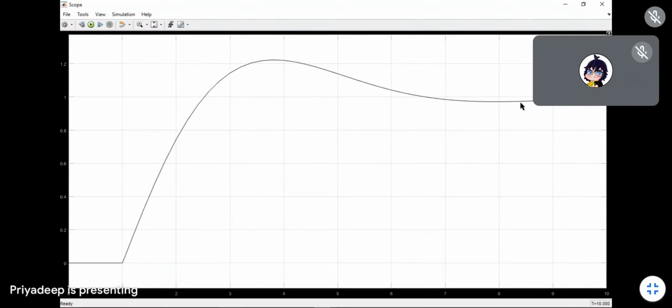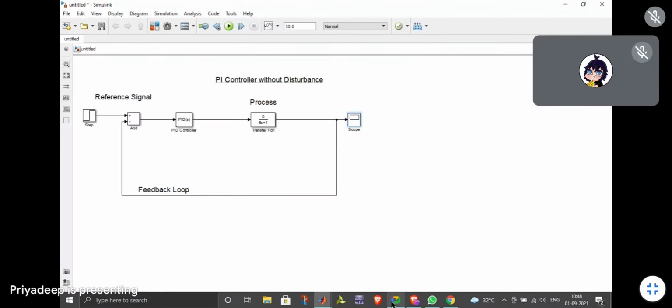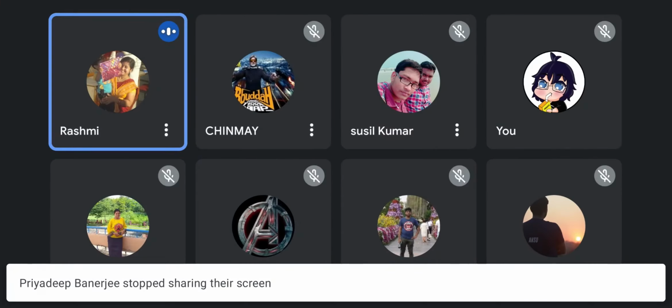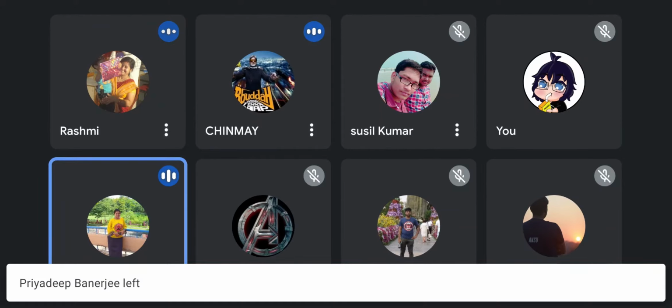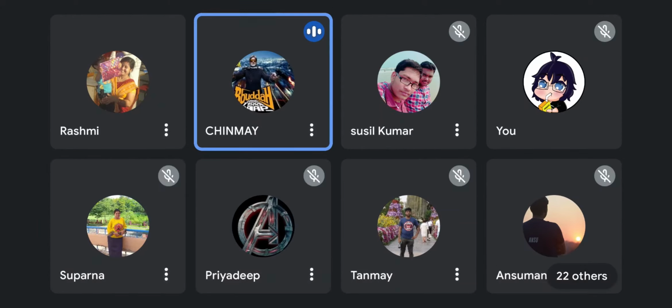And what is your overshoot? You are getting maximum from 1.2. Ma'am, more than 1.2 is coming. Okay, then will you give the disturbance, what you are getting, the changes? Yes, ma'am. What about others? I have turned without disturbance. Same thing, ma'am. No different.